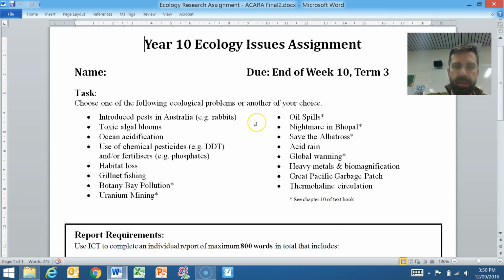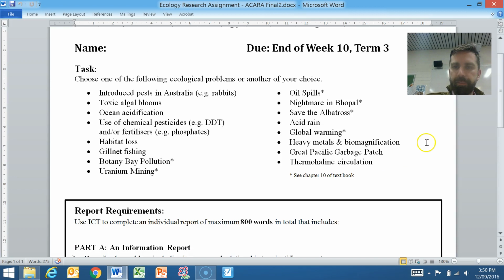Okay, so basically with this assignment what you're going to be doing is choosing an ecological problem. Now I've given you a list on the sheet, but you can choose something else if you want. Maybe just check with me so that we know it's something you can write about.